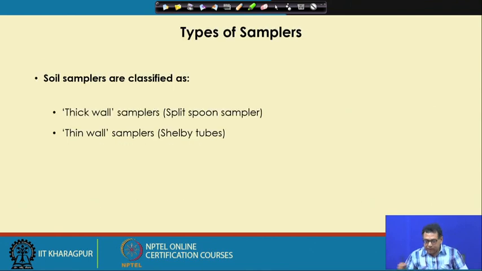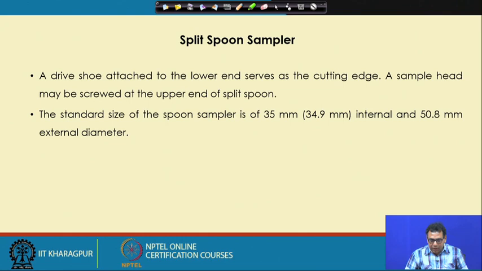And then there are two types of samplers. These are the thick wall sampler or split spoon sampler, and this tube is used for the SPT to collect the soil sample. The other one is the thin-walled sampler or Shelby tube. Now, the split spoon sampler has a drive shoe attached to the lower end, which serves as a cutting edge.